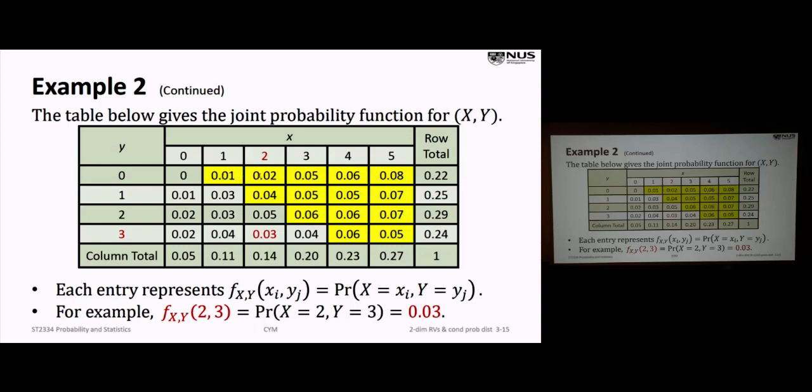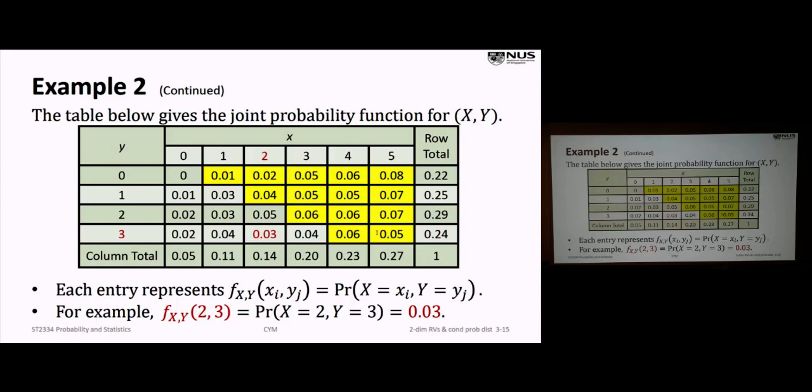Now here X is 2 and Y is 0. So again, X is strictly bigger than Y, so I'm going to add that on. Here X is 3, Y is 0, I'm going to add that on. And so for all of these entries, I add them all together, and that gives me explicitly the probability that X is bigger than Y.